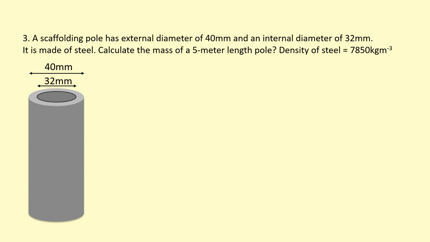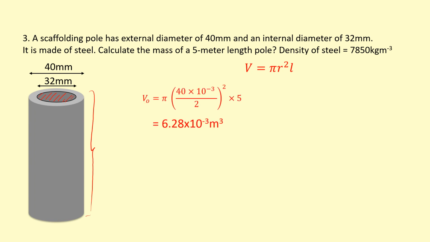Okay, so this is hollow on the inside, meaning there's nothing in the middle. So what I'm going to do is work out the volume of the whole thing by using this equation here, the volume of a cylinder, pi r squared times L. Okay, so let's work out the whole volume there. So if I divide the diameter by 2 and then actually convert it to meters as well before squaring it, then times it by pi and then times it by the length. That's the total volume there.